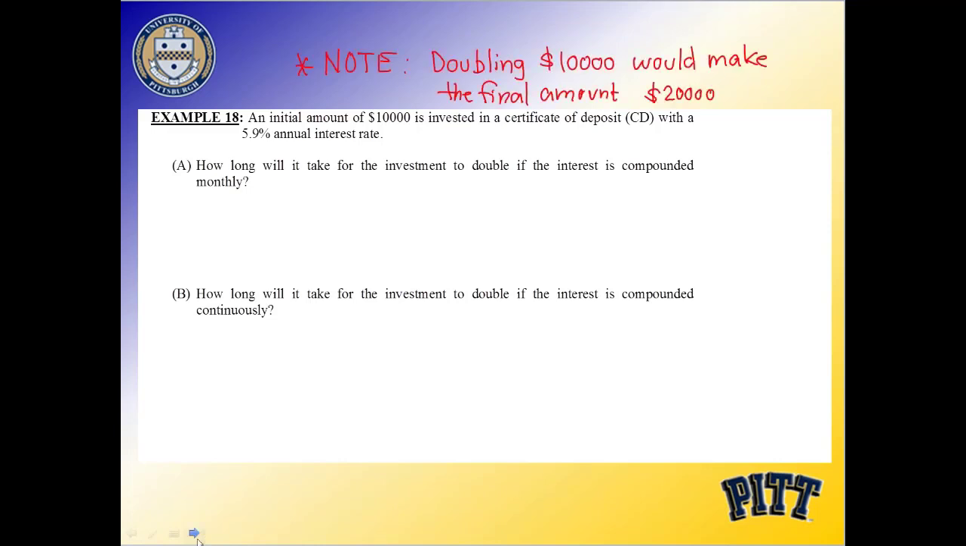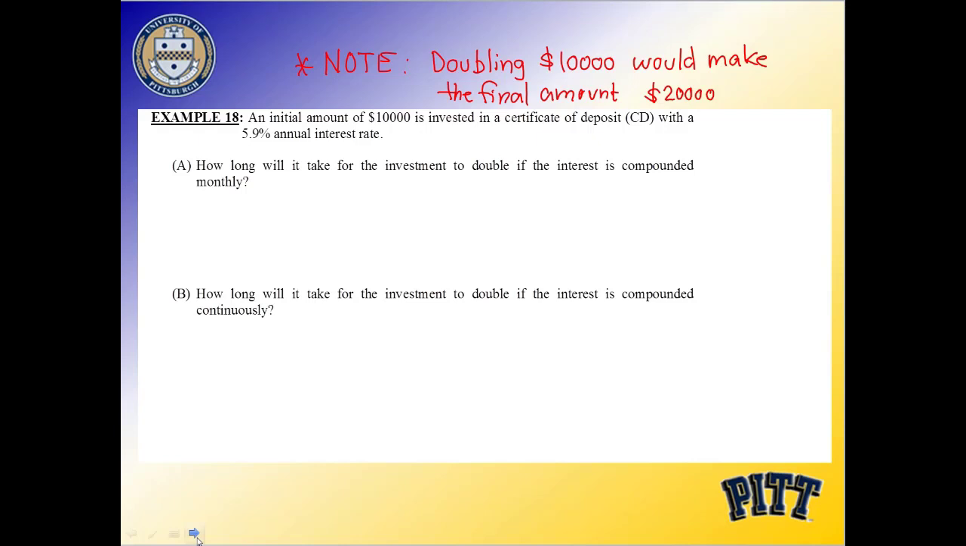And just so you know, doubling $10,000 would make the final amount $20,000. Sometimes students overlook little factoids like that. I mean, we do have an initial amount here. With all due respect, if I had an initial amount of $1, it would take the same amount of time to double that as it would take $10,000 to double to $20,000. That's how exponential growth and decay work.